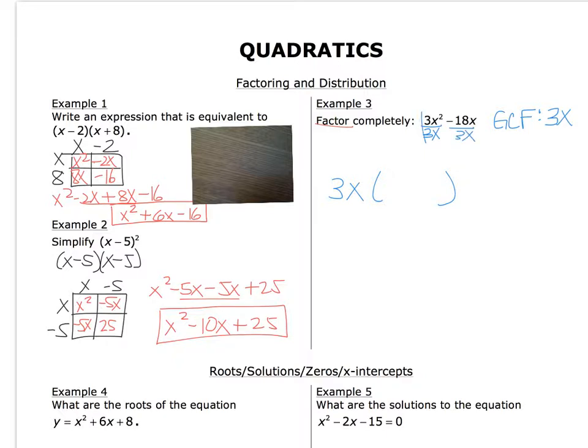Right, the 3's cancel, x squared over x leaves me with just x by itself. And then we've got negative 18x over 3x, the x's cancel, and I've got a minus 6. Okay, so this right here is going to be my final answer.